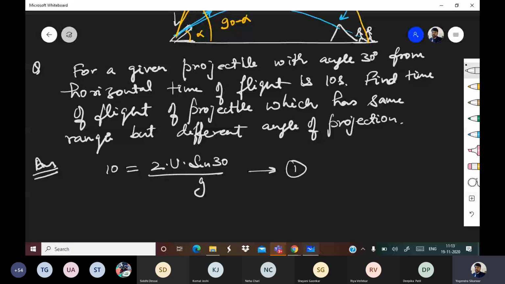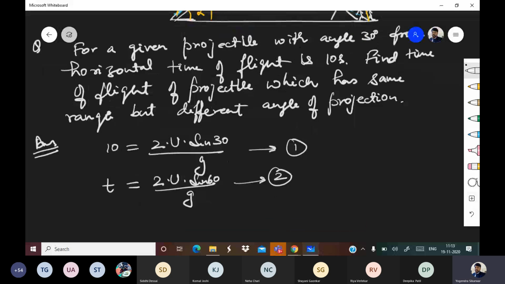Now in the next case, time is to be calculated. We don't know how much the time is, so let us take it as t, and that will be equal to 2 into u into sine of the angle. Now this time the angle is 90 minus theta. So this was 30, so that will be 60. So sine 60 upon g.